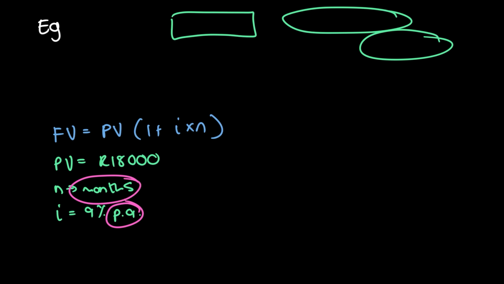So we can switch the 32 months to a year representation. How do we do that? Well, how many months are in a year? There are 12 of them. So we can say 32 divided by 12, and that's going to be our n in terms of years. And we can also rewrite this interest in the decimal fraction notation of 0.09.